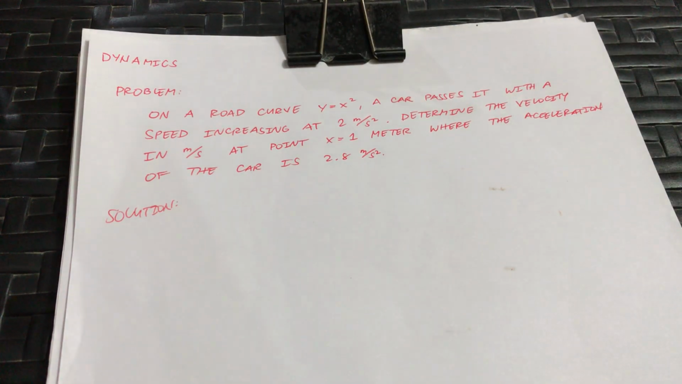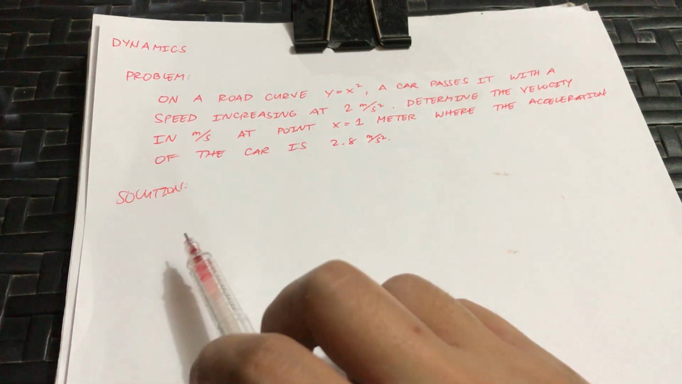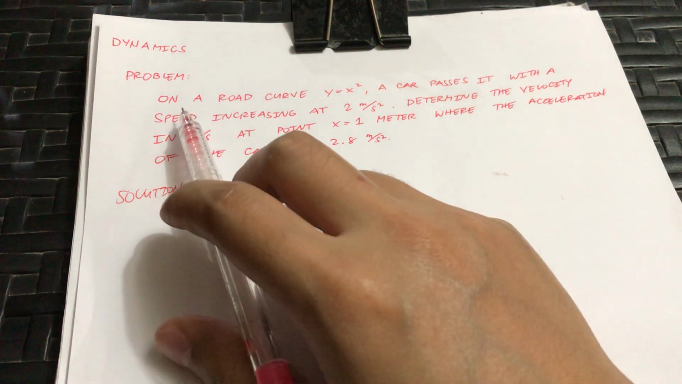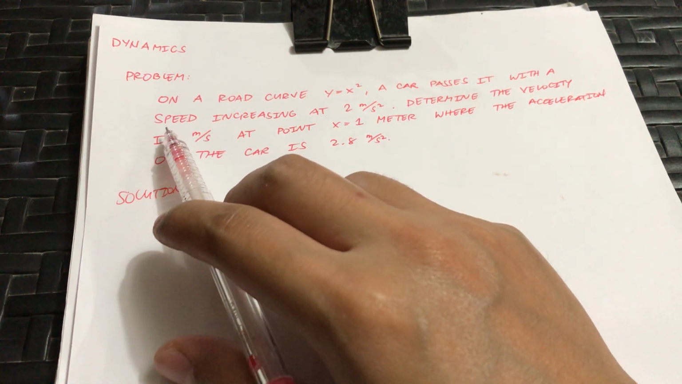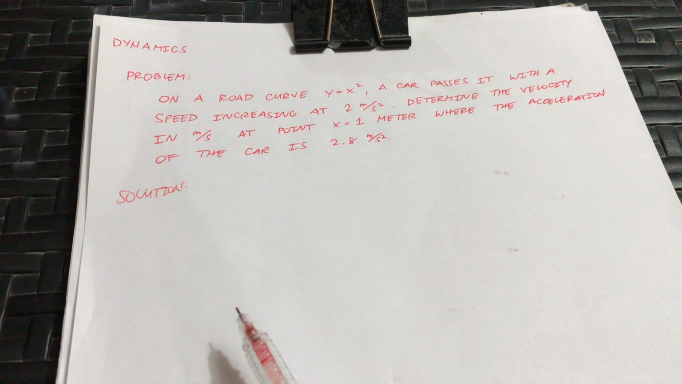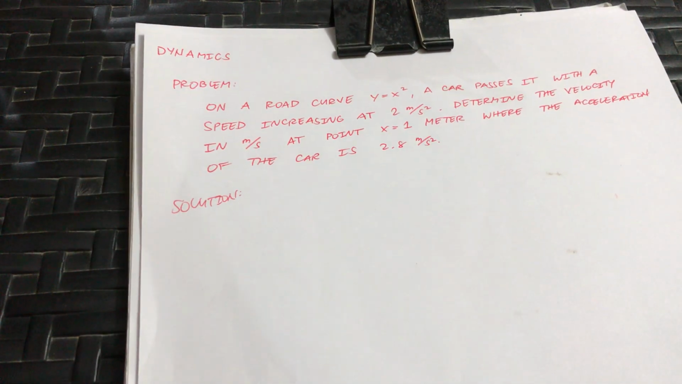Now, in this problem, this is under curvilinear motion because if you notice, we have a road curve. Now, which among the components should we use? We should take note of this word, speed. Once this word comes out in the problem, it is a big hint that you need to use normal and tangential components of the curvilinear motion.